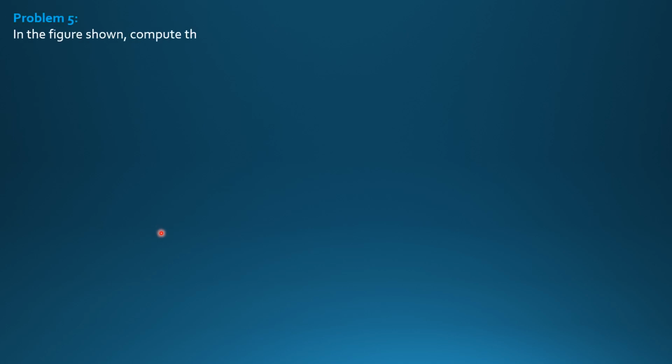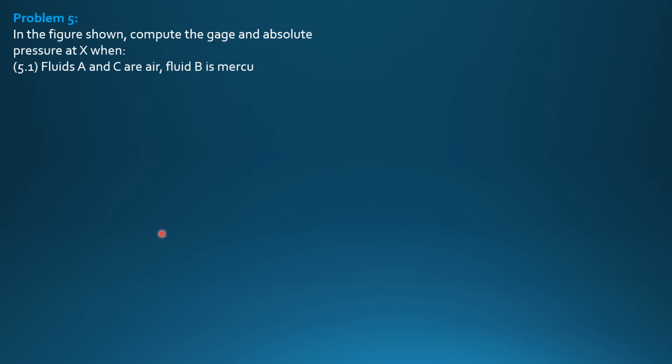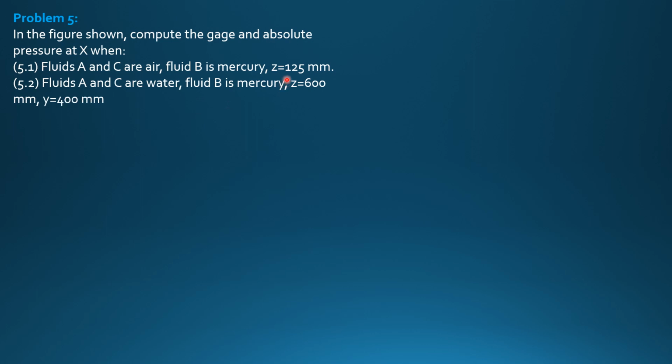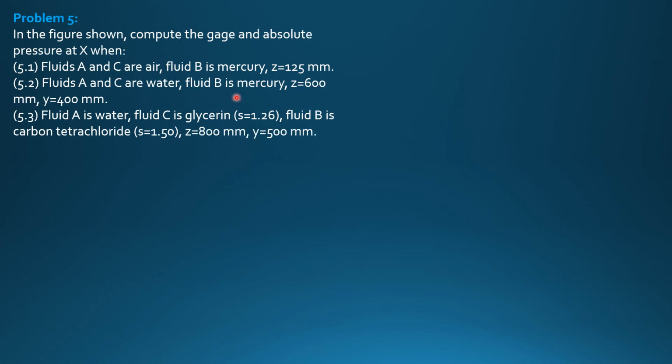In the figure shown, compute the gauge and absolute pressure at X when fluids A and C are air. Fluid B is mercury with G 125 mm. Fluids A and C are water. Fluid B is mercury, Z 600 mm, Y 400 mm.